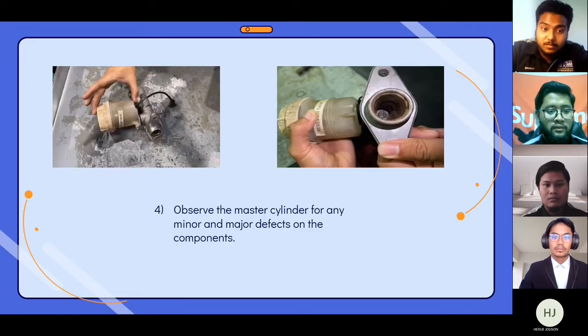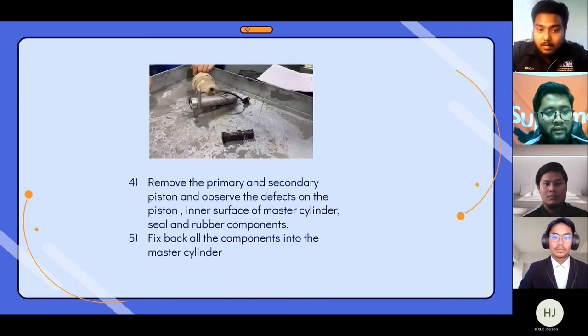After removing the master cylinder, make sure we observe it so that we can find out any minor or major defects on the components. Additionally, we can remove the primary and secondary piston and observe the defects on the piston, the inner surface of the master cylinder, and also any defects on the seal and rubber components. If there are any defects, we can change them, or if they are in good condition, we can just reuse them and fix all the components back into the master cylinder.